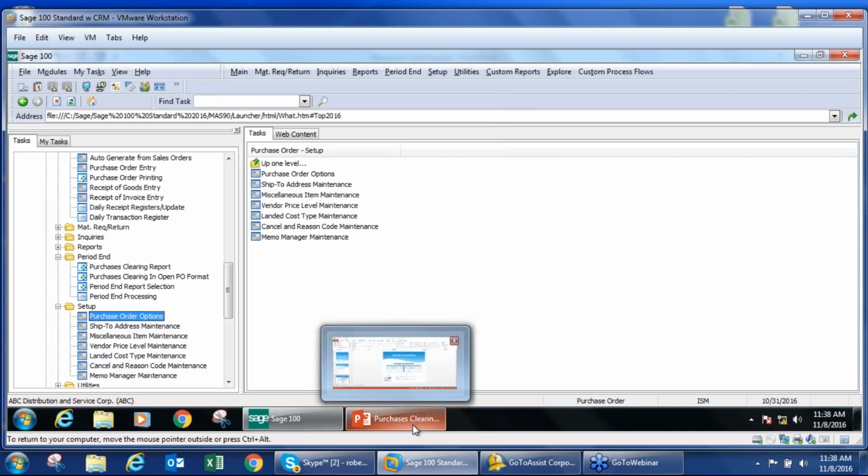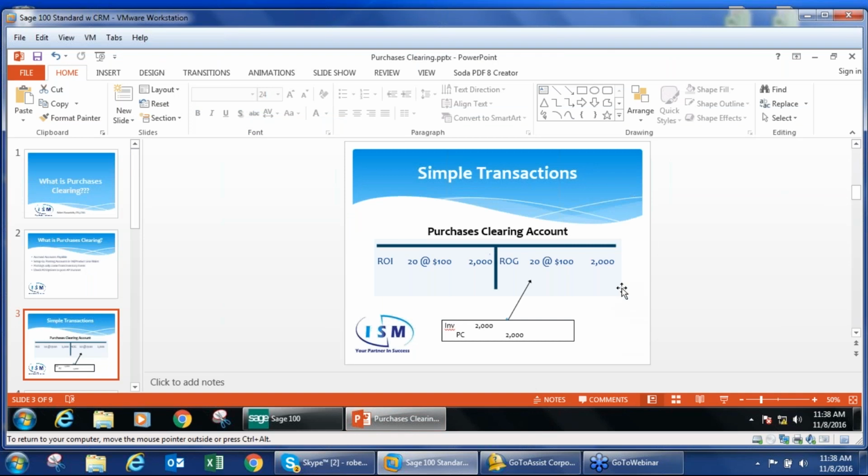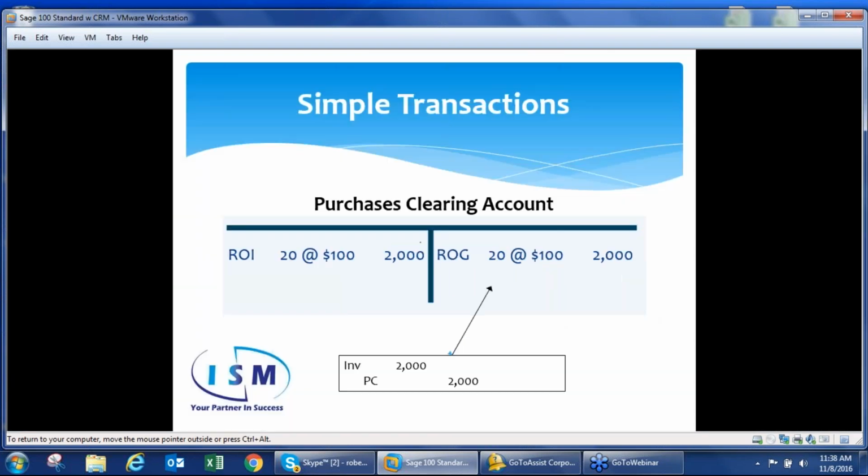Now we're going to go through a couple of examples of how the system is set up to process receipt of goods and receipt of invoices. We're going to start with an easy example, then move to a more complex example. An easy example is such that we process a receipt of goods for 20 units at $100, and we subsequently process a receipt of invoice for 20 units at $100.